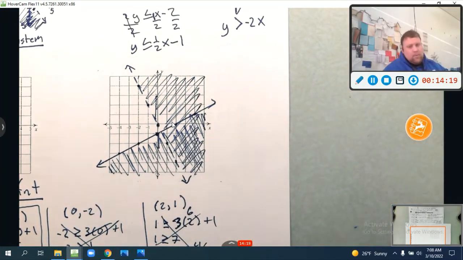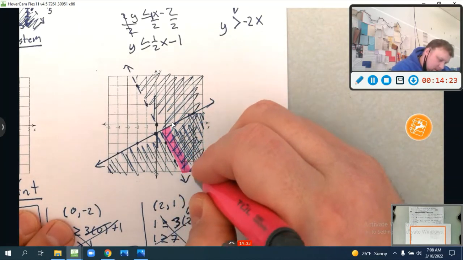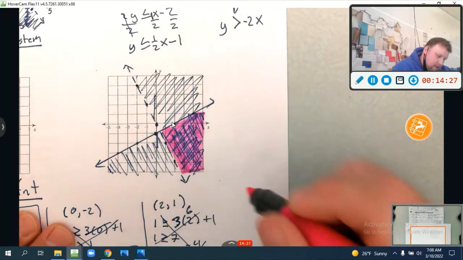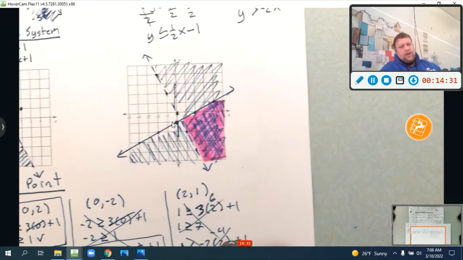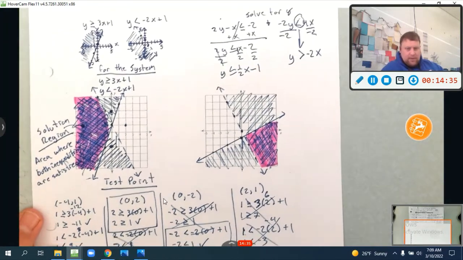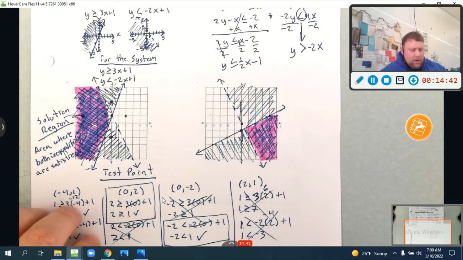And then where's the area where they're both shaded? Right there. Both shaded there. That is the solution region. Awesome. Make sure to take a minute. Let me zoom out so you can have a little picture of everything. Good notes today, right? Pause this if you need to. We got to move on to the back real quick.